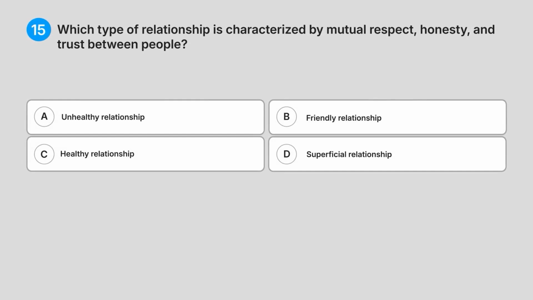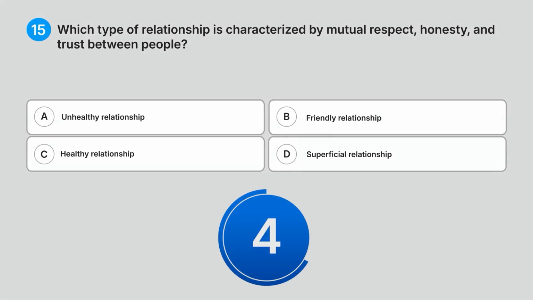15. Which type of relationship is characterized by mutual respect, honesty, and trust between people? A. Unhealthy relationship. B. Friendly relationship. C. Healthy relationship. D. Superficial relationship. Do you know the answer?